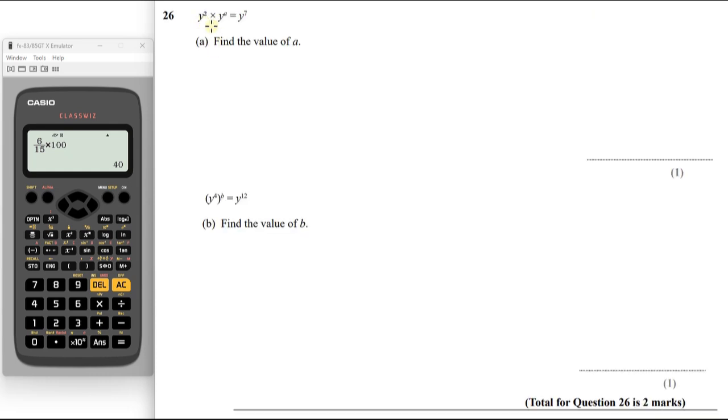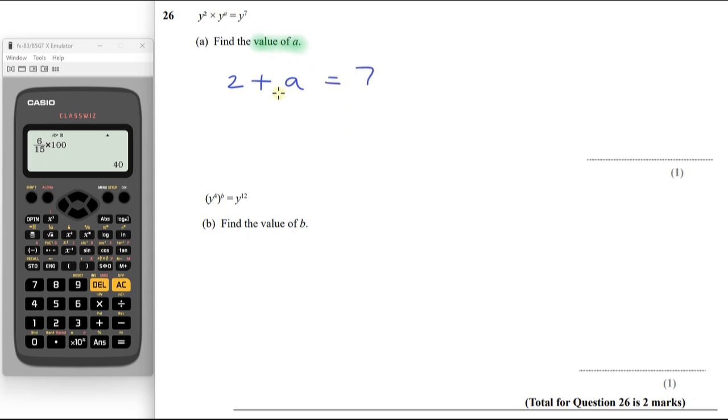Question 26. y squared times y to the power a equals y to the power 7. Find the value of a. So here we need to know our laws of indices. When we multiply two numbers with the same base, we add our indices. So if we add these together, that will give us our power. So all we can say is 2 plus a. We know that's going to equal 7.